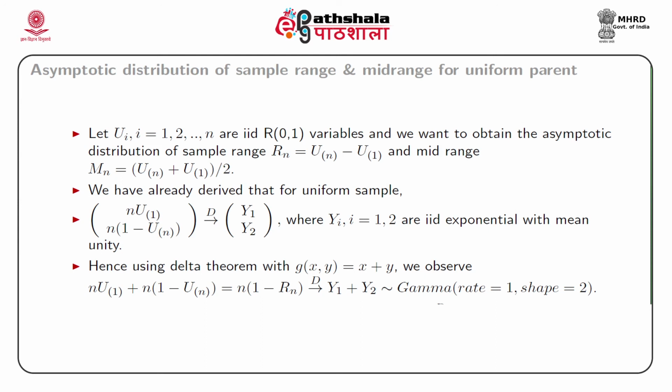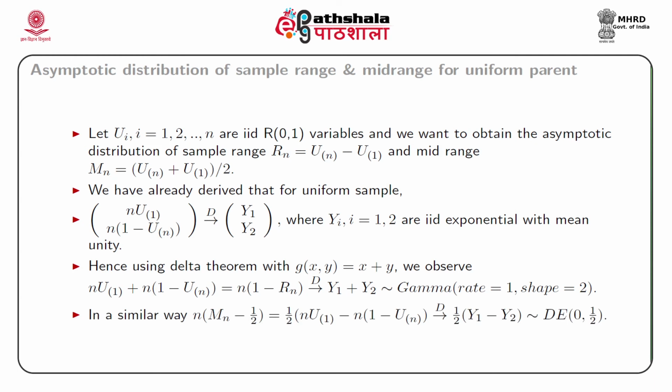Now Y1 + Y2 has a gamma distribution with rate 1 and shape 2, and in a similar way one can find the distribution of the mid-range as the distribution of half times (Y1 - Y2), where Y1, Y2 are as earlier IID exponential with mean unity, and it can be shown that this (Y1 - Y2)/2 has a double exponential distribution with location parameter 0 and scale parameter half.